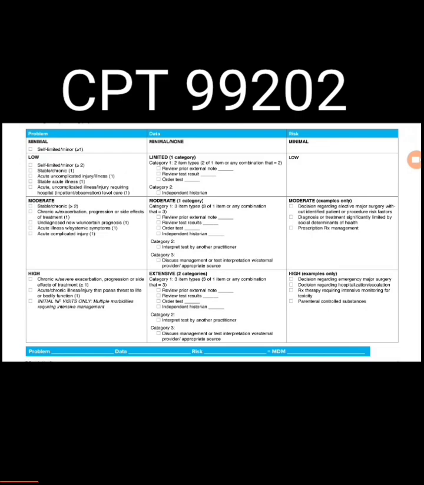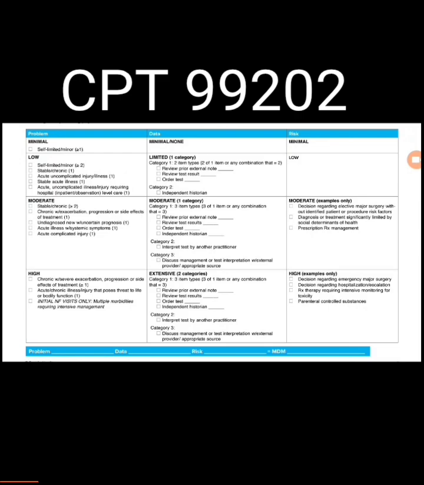There's no labs, there's no imaging, there's no consults ordered. No prescription medications have been written, and there's no significant comorbidities or risk whatsoever. So when you look at this, the problem that we addressed was allergic rhinitis or seasonal allergies, and the data, there wasn't really any data to review, nothing to order, and there was minimal risk. And we didn't write any prescriptions.